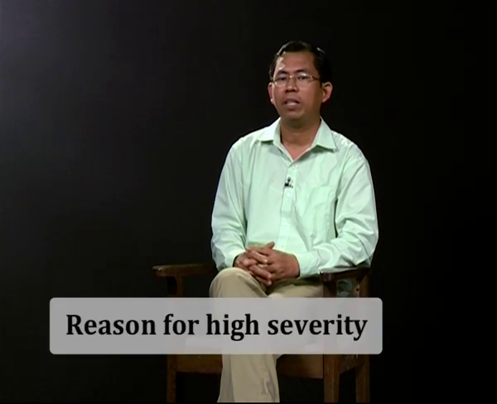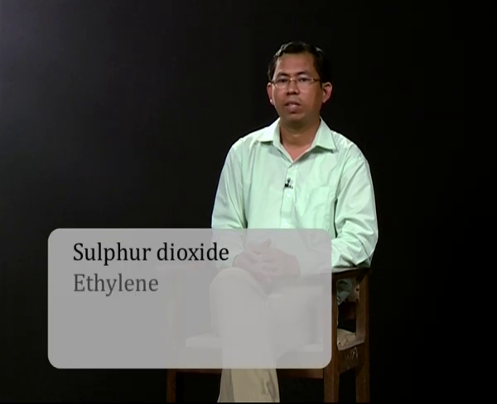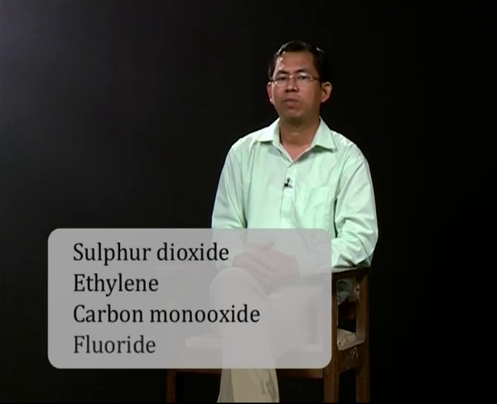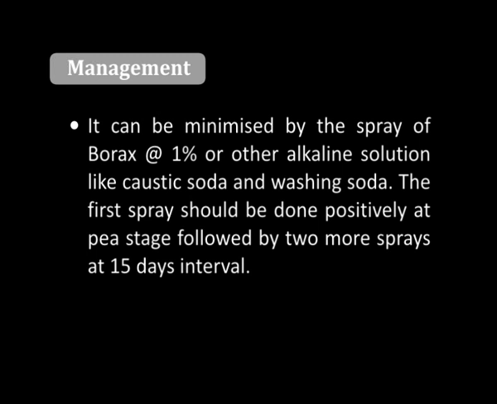Next is the reason for high severity. Through toxic gases, that is sulfur dioxide, ethylene, carbon monoxide and fluoride emitting from brick kilns operating nearby orchard. Now coming to the management of the disease. It can be minimized by the spray of borax at the rate 1% or other alkaline solution like caustic soda and washing soda. The first spray should be done positively at P stage, followed by 2 more sprays at 15 days interval.